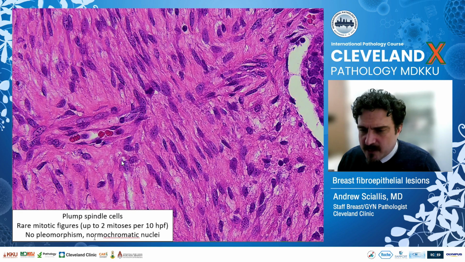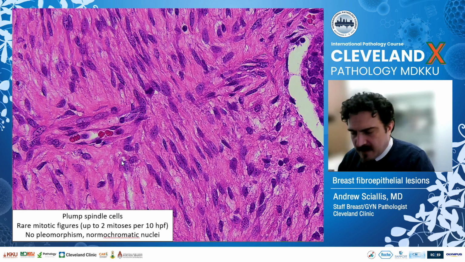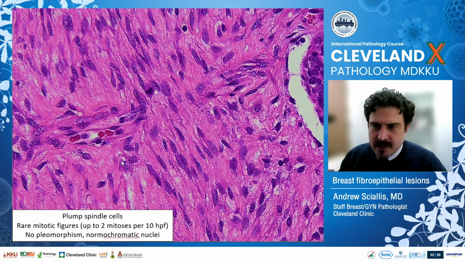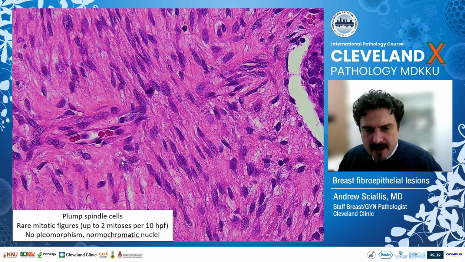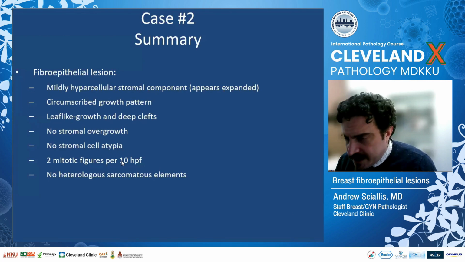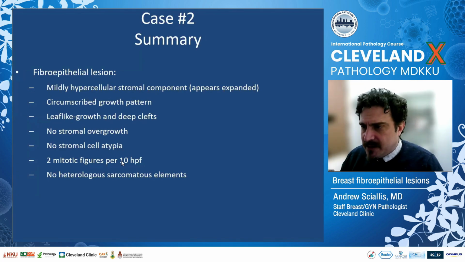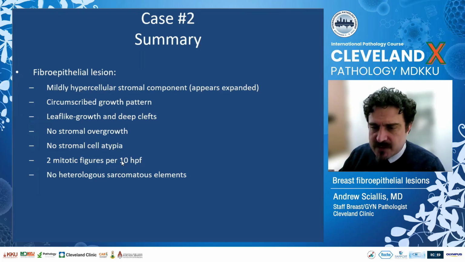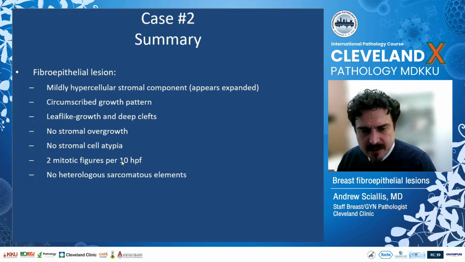Nothing that looked like pleomorphism. The nuclei are pretty normochromatic. They're not odd or darkly stained; you can still see through them. So here we have a fibroepithelial lesion, mildly hypercellular stromal component. It appears expanded, but it's not overgrowth. Leaf-like growth, 2 mitotic figures per 10 high-powered fields, no heterologous elements, no infiltration.